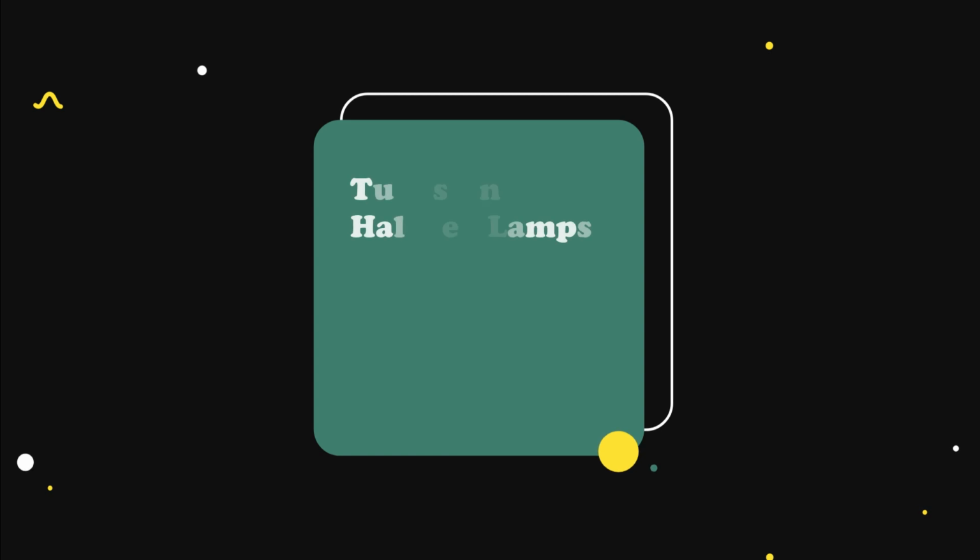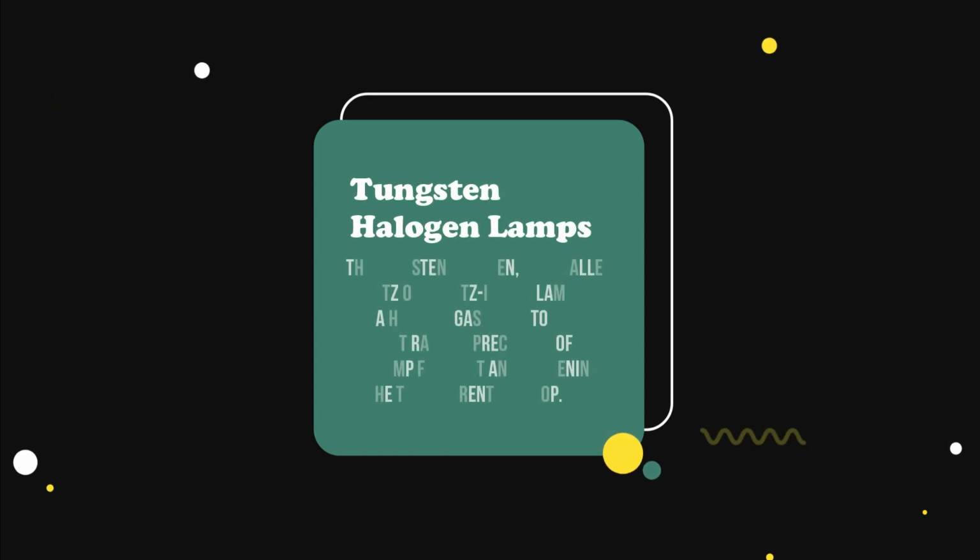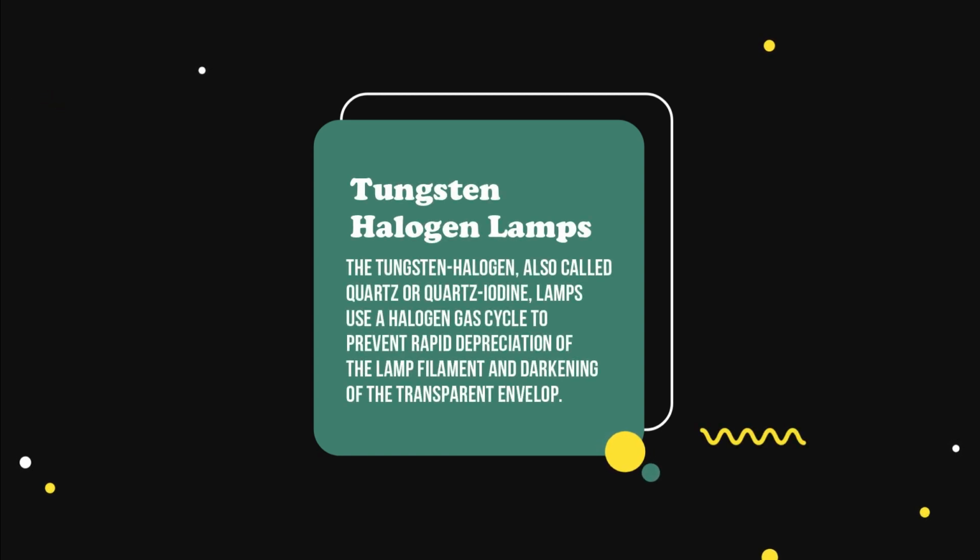Tungsten halogen lamps. The tungsten halogen, also known as quartz iodine lamps, is an incandescent lamp that uses a halogen gas cycle to prevent rapid depreciation of the lamp filament and darkening of the transparent envelope.